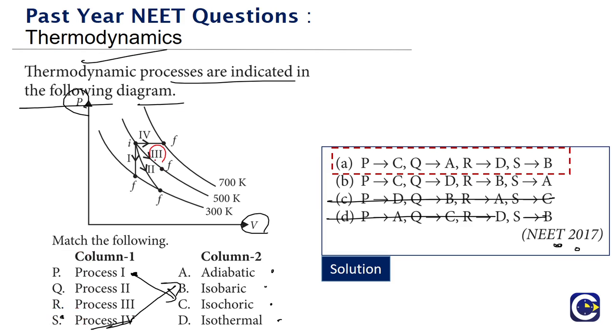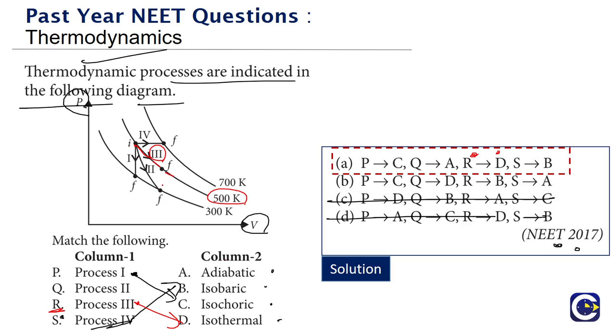Look at 3. It is going along a curve where we are giving a particular temperature. Means what is it? Temperature is maintained constant, means it must be an isothermal process. So 3 should be isothermal. Look at it. R is matched to D. Check it. In that option A, R is matched to D. Okay. So now if you are able to match 3 of them, the 4th is automatically matched. So the 4th one is what? It is the process 2.